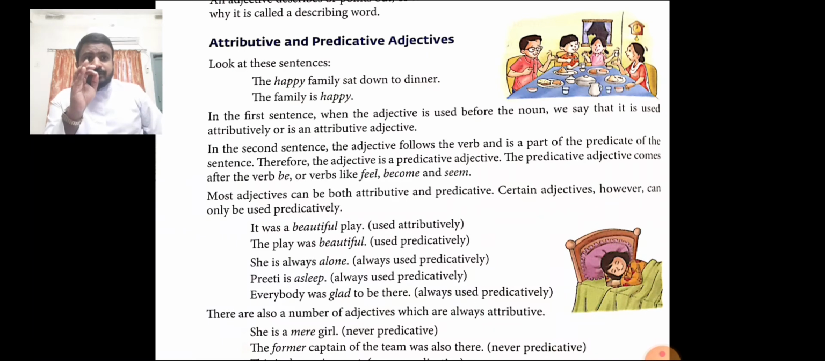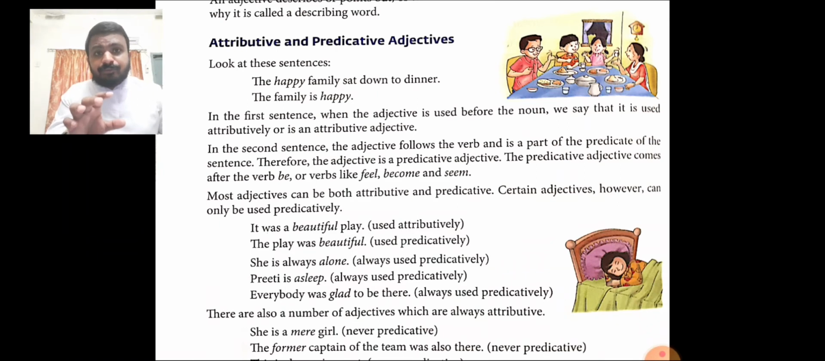So, if you use an adjective before a noun, that is called an attributive adjective, or we can say that this adjective is being used attributively. Friends, what is it? Attributive adjective, if an adjective comes before a noun.